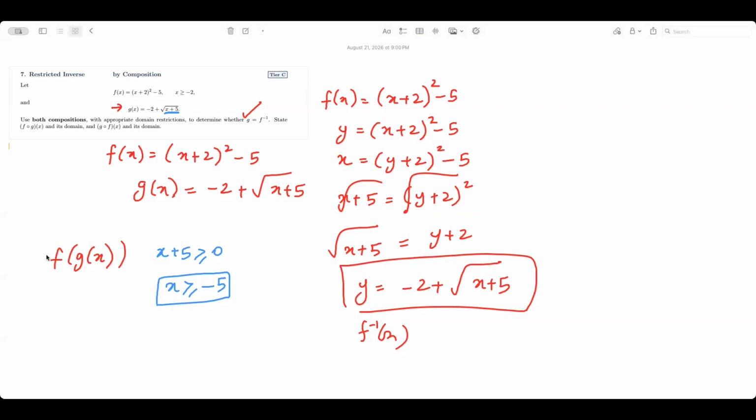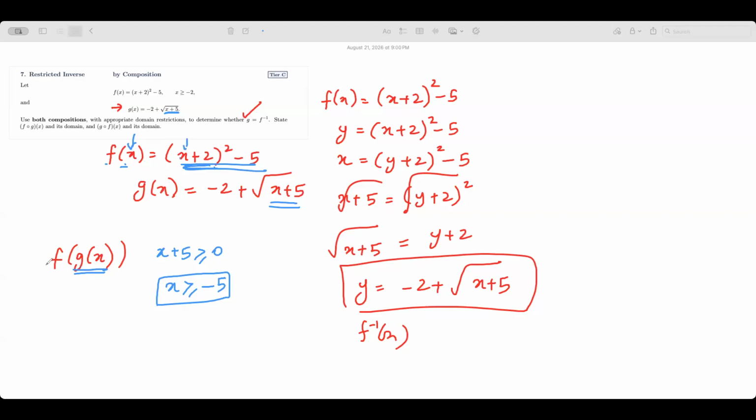Now we have to find the domain. First of all, I found the domain restriction on g of x. Domain restriction means what the input can't be. The input has to be greater than or equal to minus 5 for g of x. What is the domain restriction on the input fed to the original function? All real numbers. Here, x can be any number because it's squared and then minus 5. I don't see any domain restriction at all because it's a quadratic function and whatever input you give, it's squared.